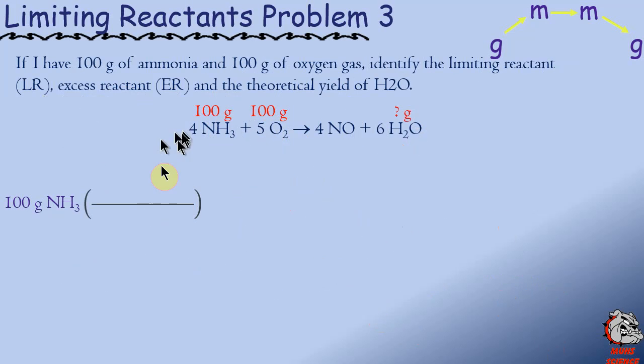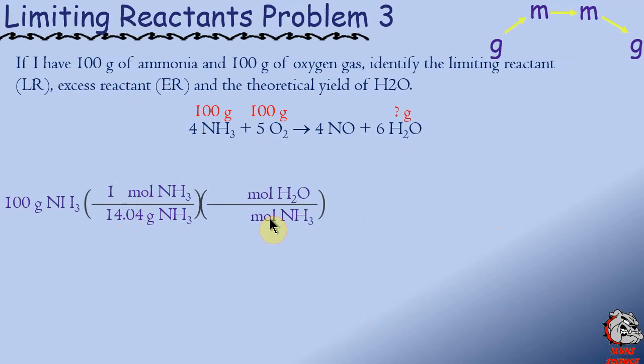Start with 100 grams of NH3. So grams of NH3 on the bottom, moles of NH3 on top. 1 mole to the formula weight for NH3, 14.04. 1 mole of NH3 on the bottom to moles of H2O. Well, this time it's going to be 4 with the NH3 and 6 with the H2O. Moles of H2O to the bottom, grams of H2O on top. That's going to be 1 to 18.02. 100 divided by 14.04 times 6 divided by 4 times 18.02.